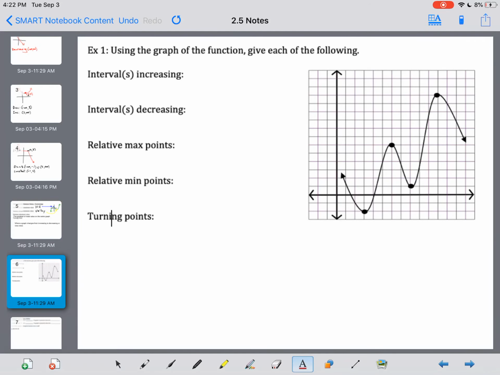Okay, so let's take a look at another example here. On this graph, we want to write down the intervals where the graph is increasing, intervals where it's decreasing, relative maximum points, relative minimum points, and then also turning points. I actually want you guys to take a minute and try this one here, and on your screen, it's going to ask you to answer these questions. So take a minute, you can pause the video or just wait for the questions to pop up and give these a try.